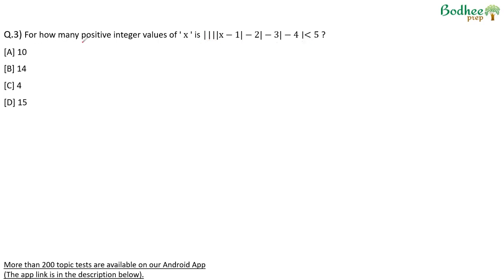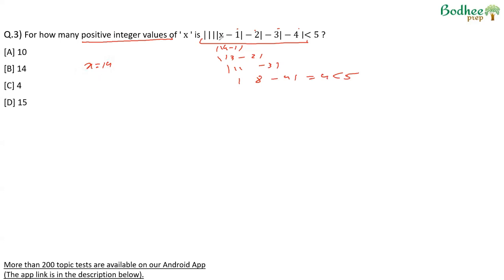Also, we are looking at positive integer values. So let us look at the maximum value that can happen. Suppose x is maximum positive, and we want this to be less than 5. Now, the sum of 4, 3, 2, 1 is 10. And less than 5 means the largest integral value will be 4. So if I start with x equal to 14, 14 minus 1 will give us 13. 13 minus 2 will give us 11. 11 minus 3 will give us 8. And 8 minus 4 will give us 4, which is less than 5. So the maximum value x can have is 14.